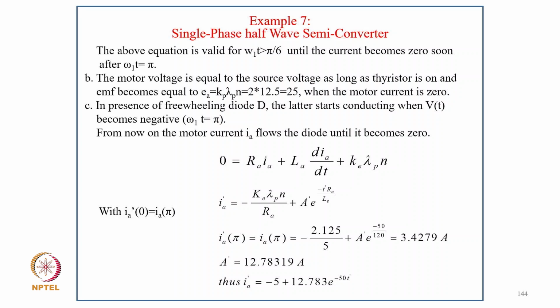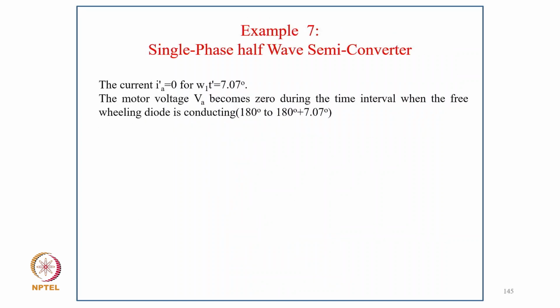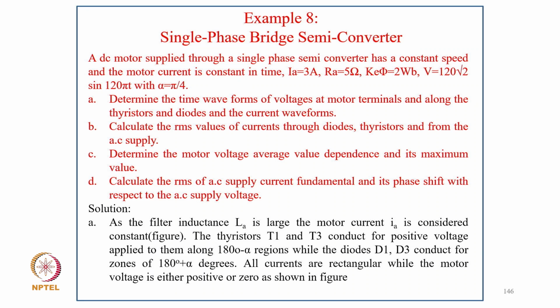12.78319, and thus IA dash equal to minus 0.5 plus 12.783 e to power minus 50 t dash, and the current IA dash equal to 0 for omega 1 t 7.07 degree. The motor voltage becomes 0 during the interval when the freewheeling diode is conducting, 180 degree to 180 degree plus 7.07 degree.